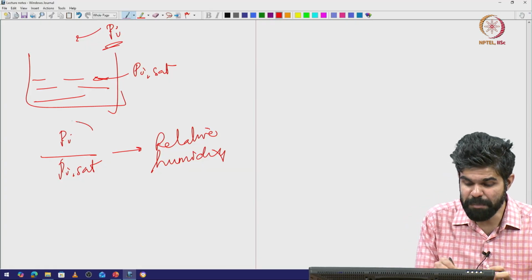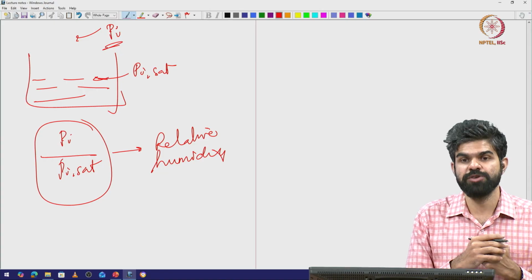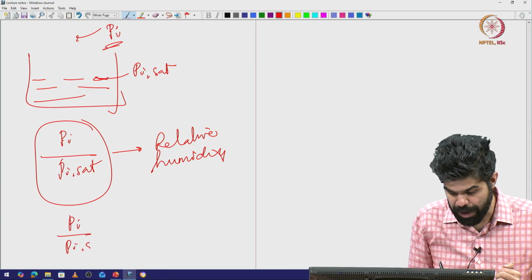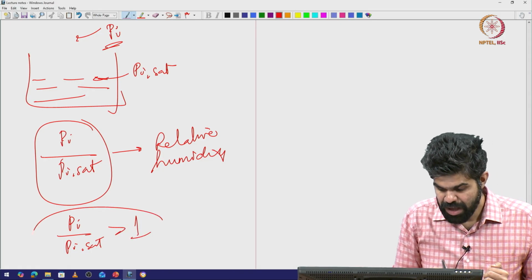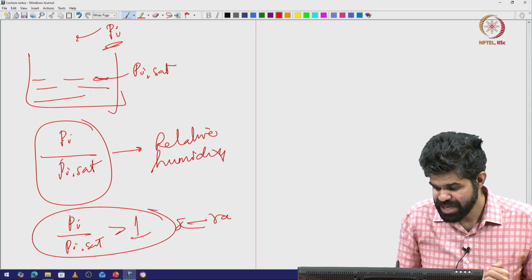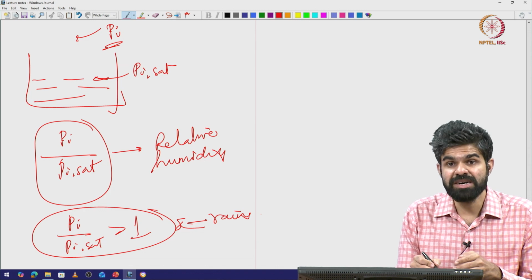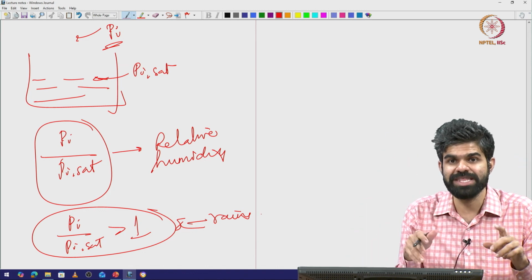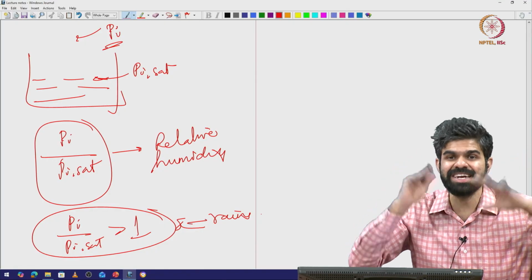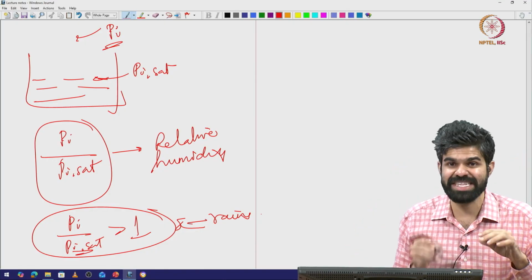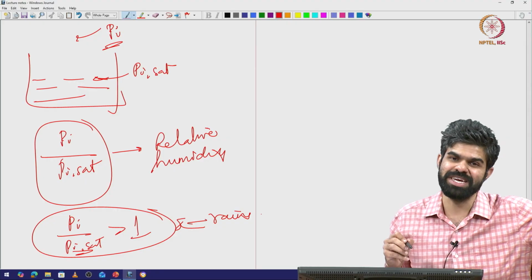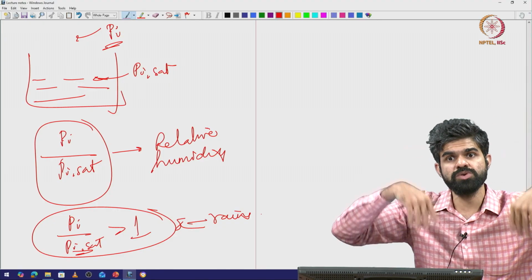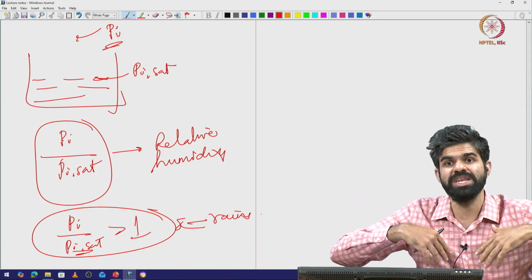So, this Pi by Pi sat is what is called relative humidity, and when relative humidity increases beyond 1, that is when it rains. That means the saturation pressure at that temperature is given by Pi sat, which is given by my phase diagram again. If Pi is greater than Pi sat, then I try to come back to a liquid phase.